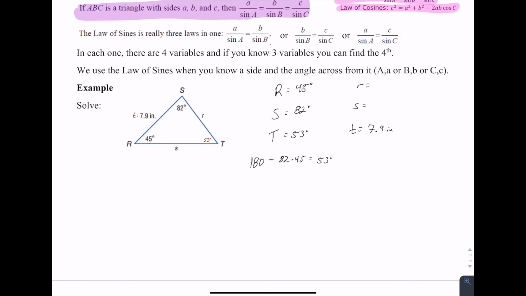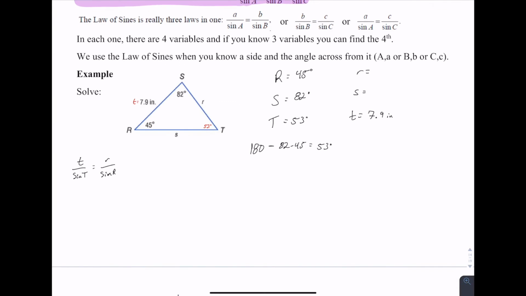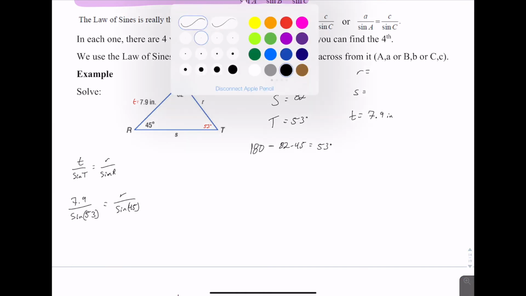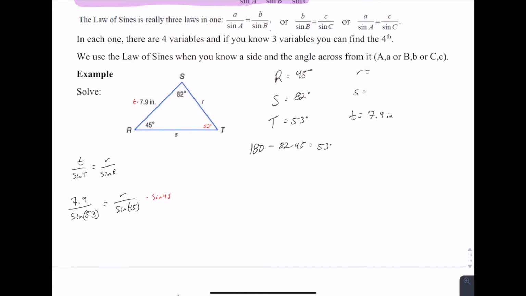Well, let's figure out r, little r. Well, we can use anything we know. I already know the side and angle for t, so this is going to be little t over sine T equals little r over sine R. Well, little t is 7.9, and by the way, you can use a calculator on this because I wouldn't expect you to know any of these, like sine 53. I have no idea what that is. Okay, equals little r over sine 45. Now that one I do expect you to know, sine 45. But again, this is a calculator question. So I'm going to multiply both sides by sine 45.